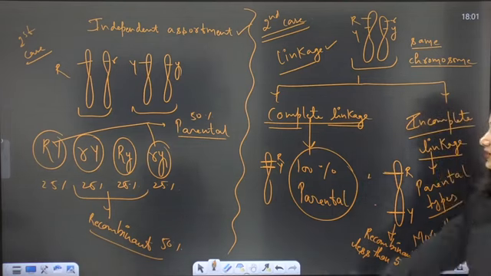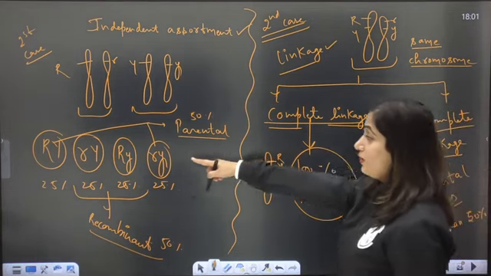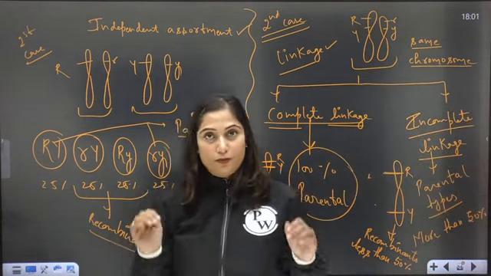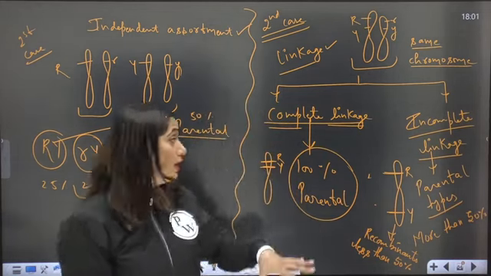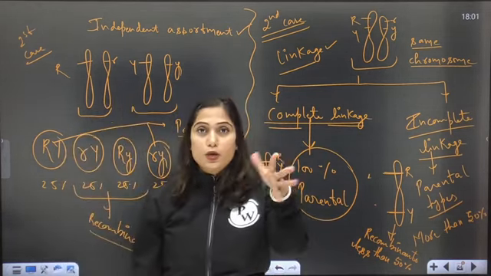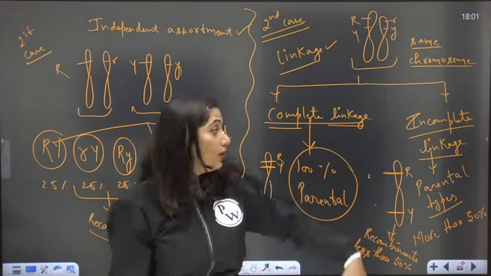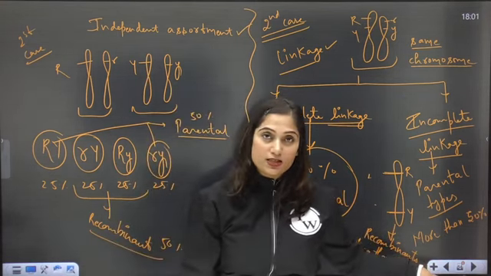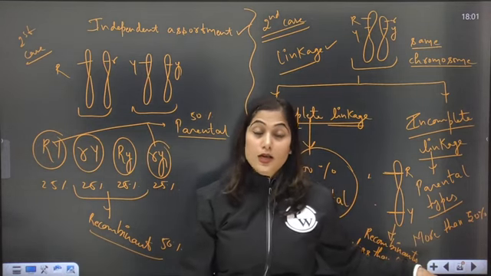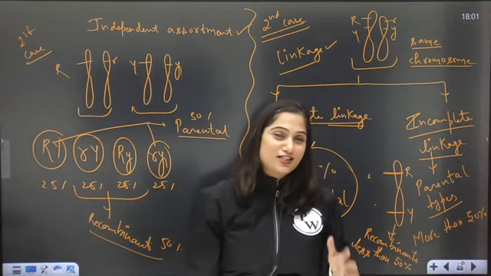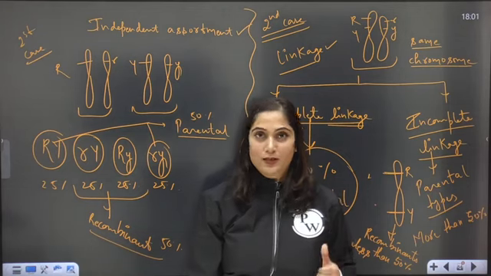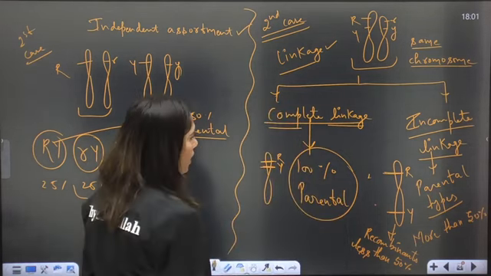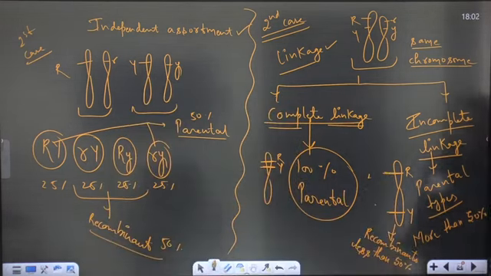Okay. So in the case of independent assortment, 50% parental, 50% recombinants. In case of complete linkage, no recombinants, 100% parental. But in case of incomplete linkage, because of crossing over, there are chances that recombinants can be formed, but they will be less than 50%. Okay. So now we have understood this thing.